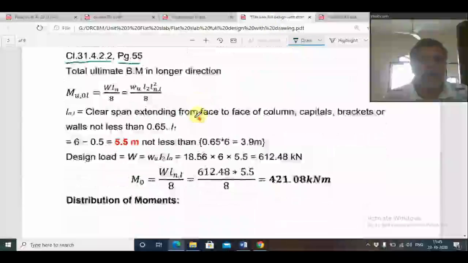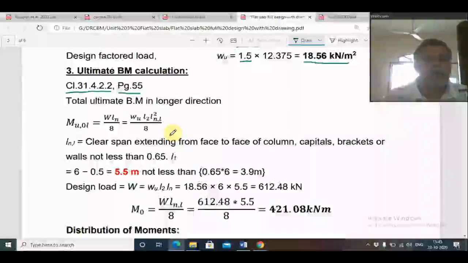Coming to another point, here I have shown this in some detail. This square cannot be considered.